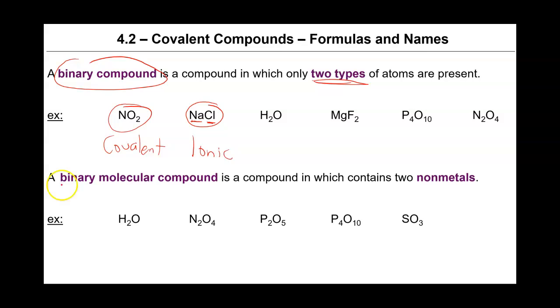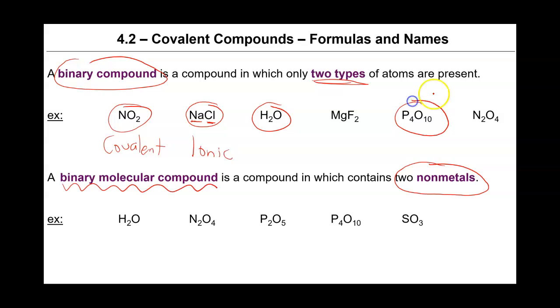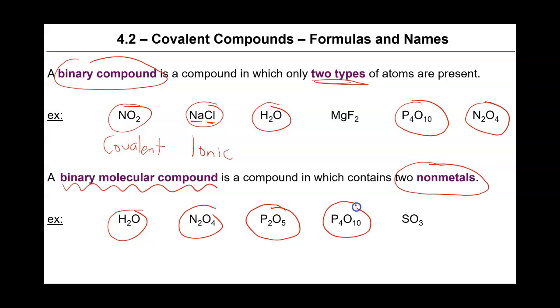So, what we're concerned with in this section are binary molecular compounds, which are compounds formed between two non-metal atoms. So examples would be H2O, P4O10, N2O4, H2O again, N2O4 again, P2O5, P4O10 again, and SO3. All of those compounds that I just circled would be considered binary molecular compounds.